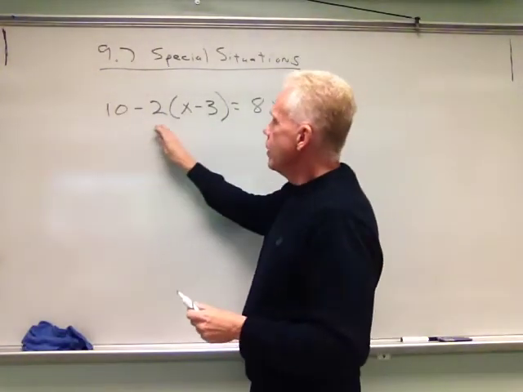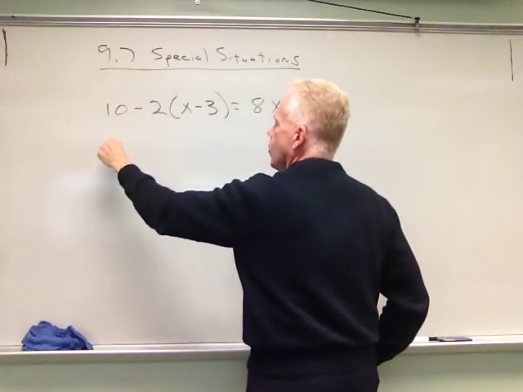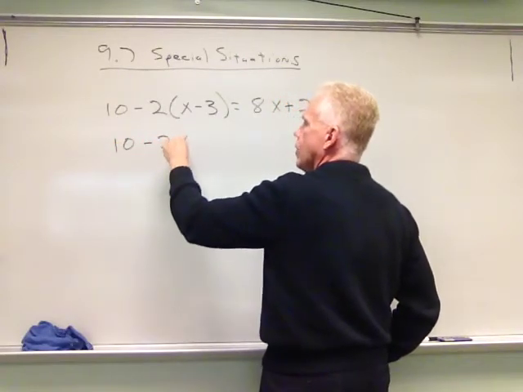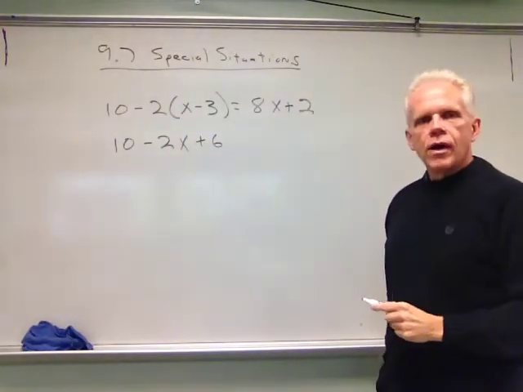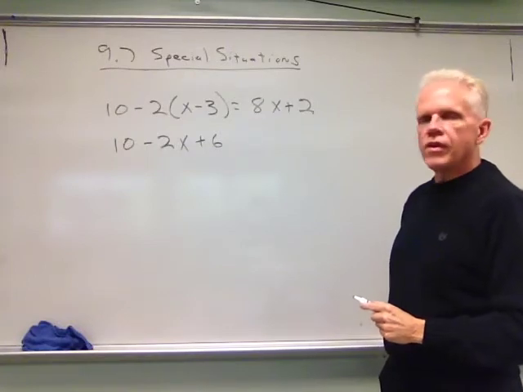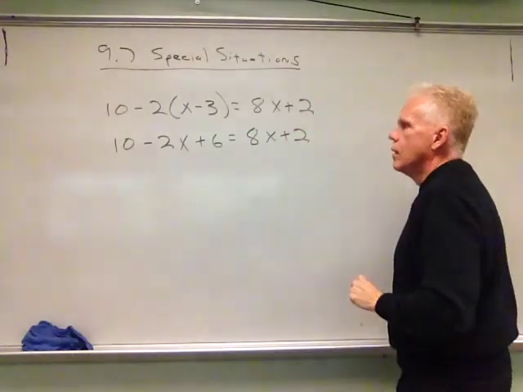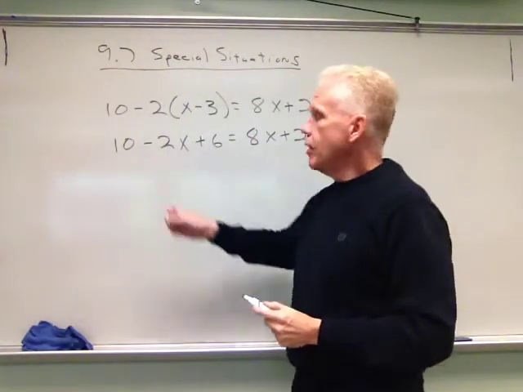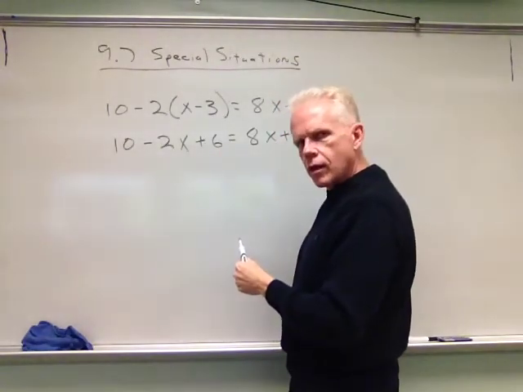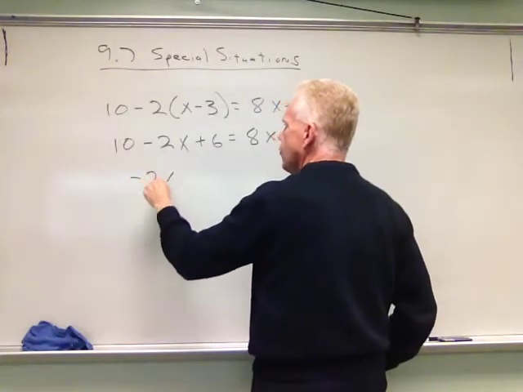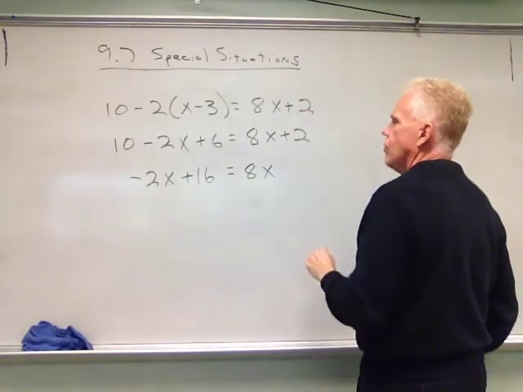Let's simplify over here on the left side. We'll distribute the negative 2 through the parenthesis here. So we'll end up with 10, and then a negative 2x, and then the negative 2 times the negative 3 is a plus 6. So 10 minus 2x plus 6. Over here on the right, there's no simplifying to do. That's just 8x plus 2. Now, I can do some more simplifying on the left. Notice I can combine the 10 with the positive 6. That's a 16. Negative 2x plus 16 equals 8x.